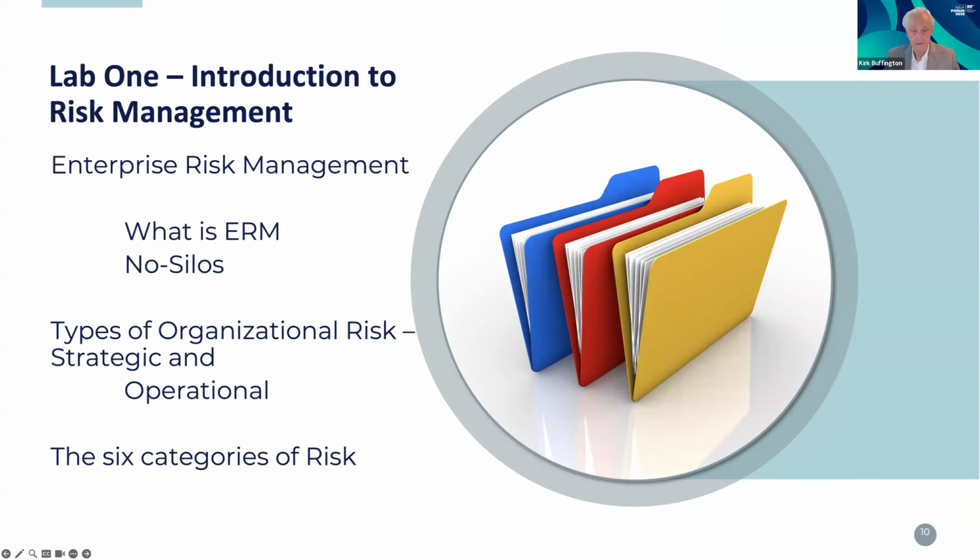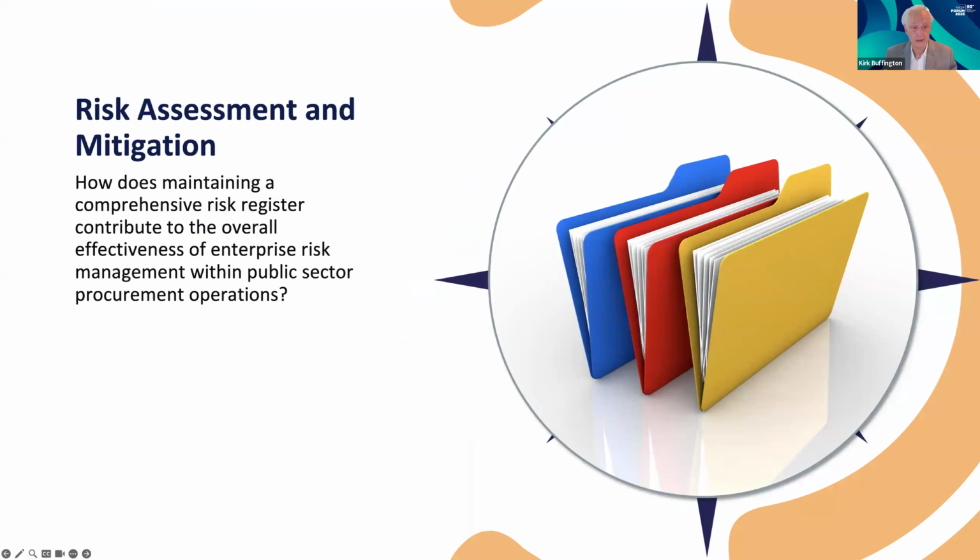So Lab 1 is the introduction and discussion of enterprise risk management and what it means for organizations, particularly those who may not have a risk manager and want to at least get a better understanding of how to manage risk. We'll talk about the 6 categories of risk that are part of risk assessment and how we can use those, understand them, and work them.